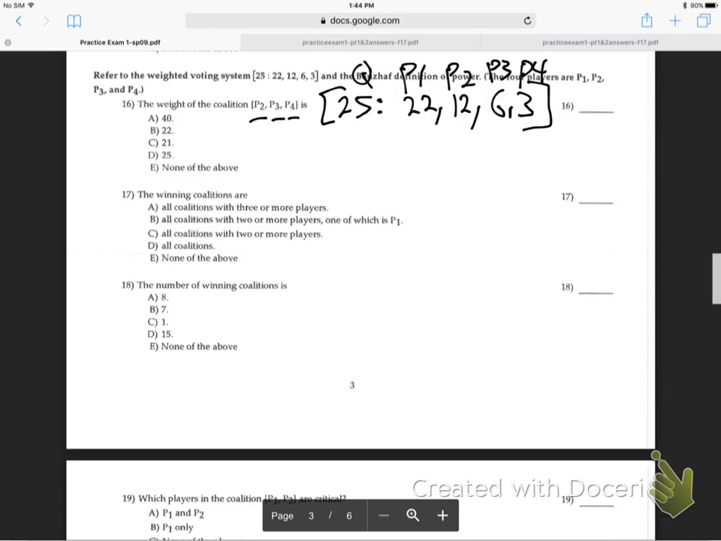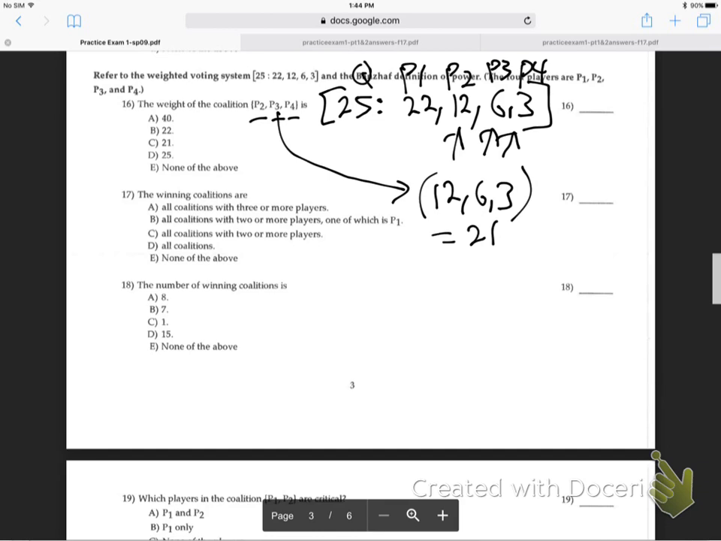So in the P2, P3, P4, that'd be these guys, right? So in the 12, 6, 3 coalition. That's what they're talking about. In that coalition, what's the weight of it? We just add them up, huh? 21? I just added those. Just add and add. 21, yeah, okay, C.